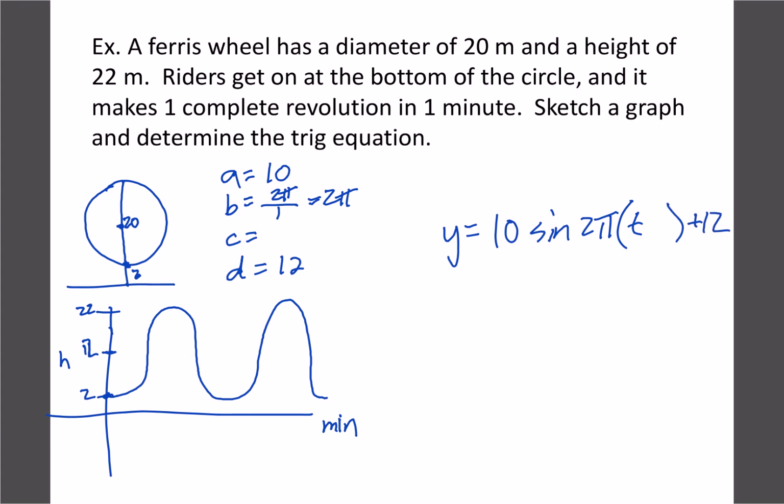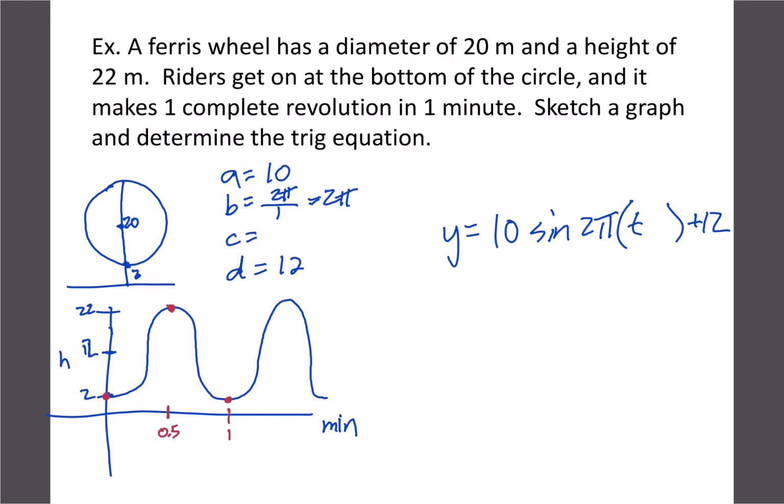So the only real trick with these is usually finding the C value. So what we want to do is use the graph to help us figure this out. You can see that we were at 2 meters to start with at the bottom at time 0. At 22 meters we're at the peak. Then we went back to the bottom. So the one complete cycle took 1 minute. So that means halfway would be half a minute, or 30 seconds.